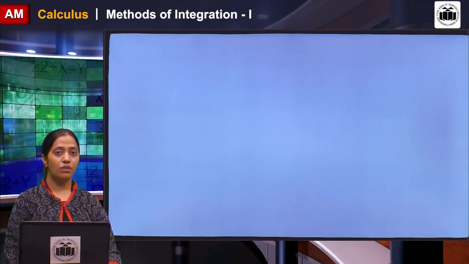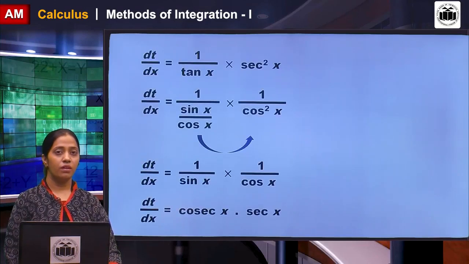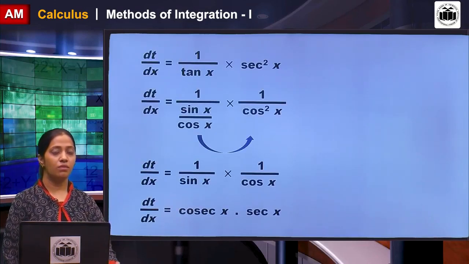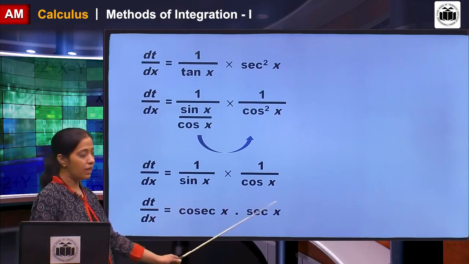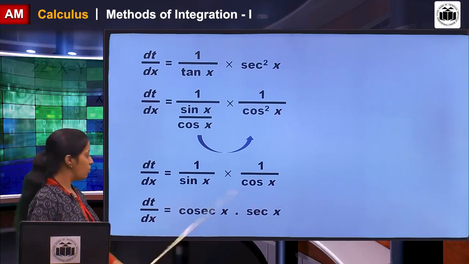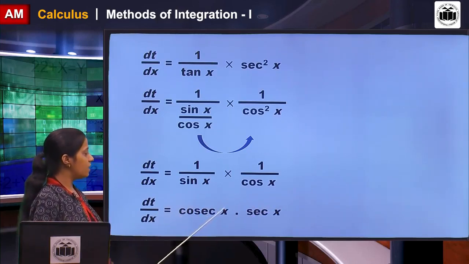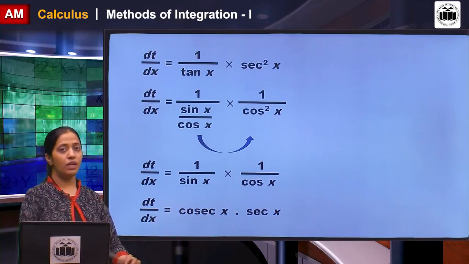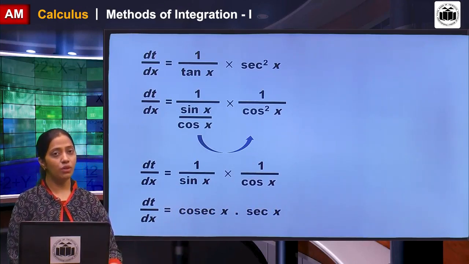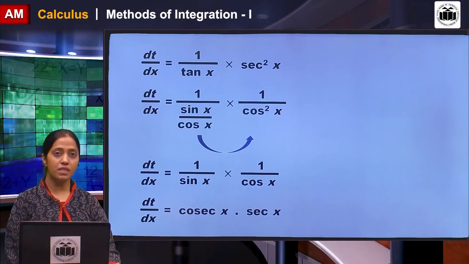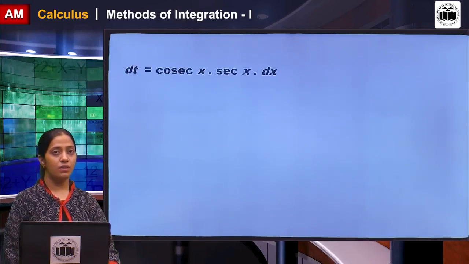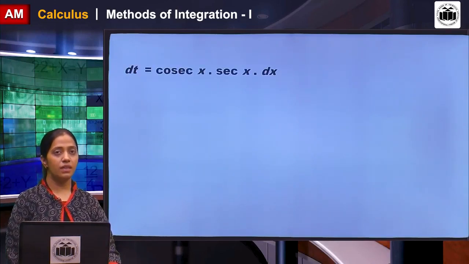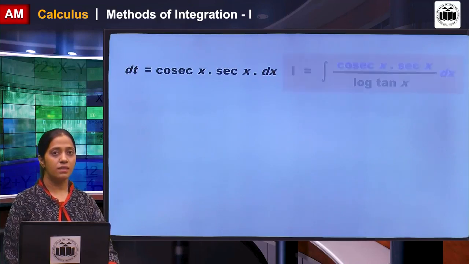Now what is the value of dt from this? Take dx to that side. Take all the x terms to that side. So what is dt? Cosec x into sec x into dx. We will take dx to the right hand side. We will collect all the x terms on one side and all the t terms or constant terms on the other side. So the value of dt is cosec x into sec x into dx.